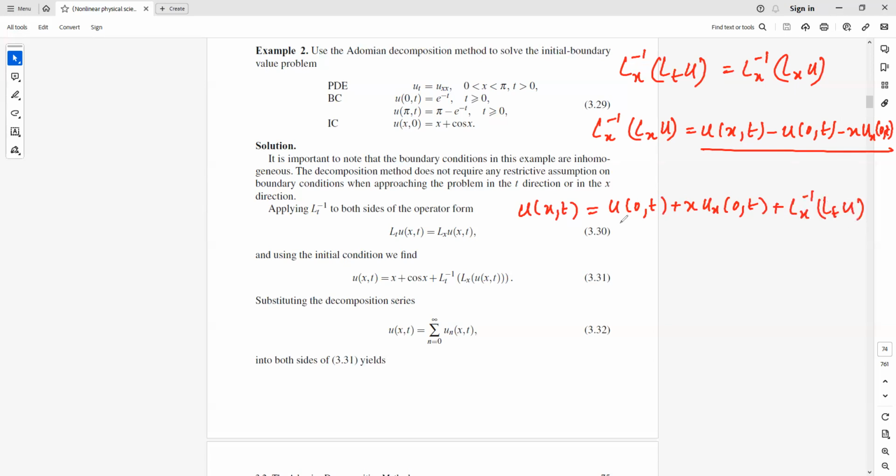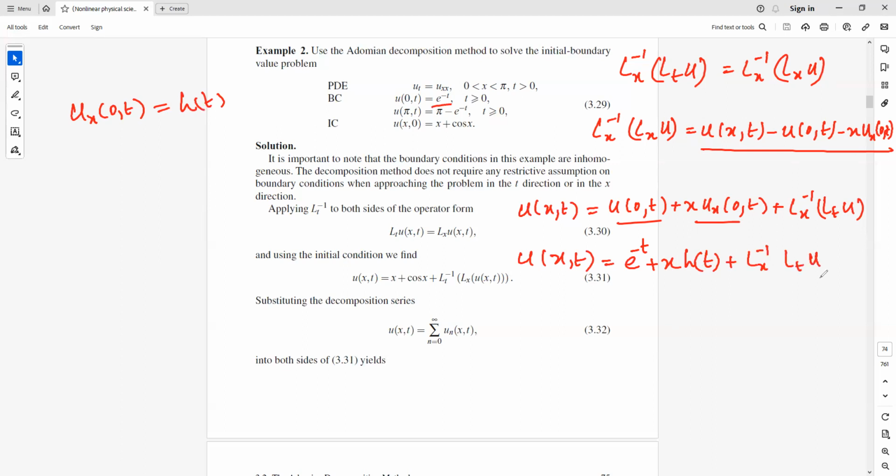Now, first of all, we need to identify these functions. So u of 0,t is given as e to the power negative t. So this is e to the power negative t plus x times u_x of 0,t, which means it's a function of t. Therefore, we can write it as h of t, plus L_xx inverse L_t u. So u0 for this problem will be e to the power negative t plus x h of t.